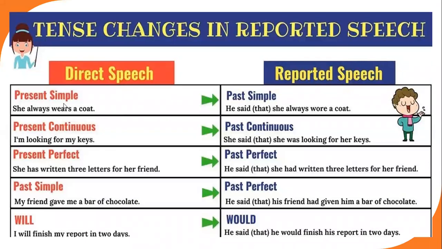Yes. So always for present simple, we use past simple. For present continuous, we use past continuous. For present perfect and past simple, we use past perfect. And for will, we use would. Okay? But it's kind of the same in Spanish. If we think about it in Spanish, ella siempre usa un abrigo. Él dijo que ella siempre usaba un abrigo. Okay? We always say the reported version is like 1 tense into the past. Okay?